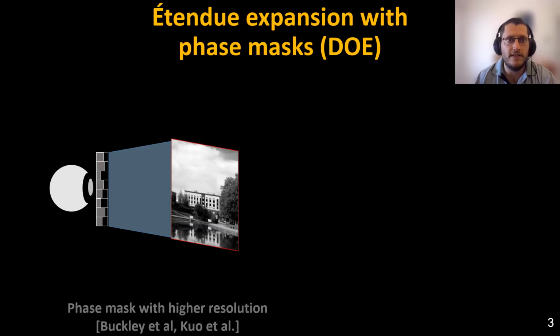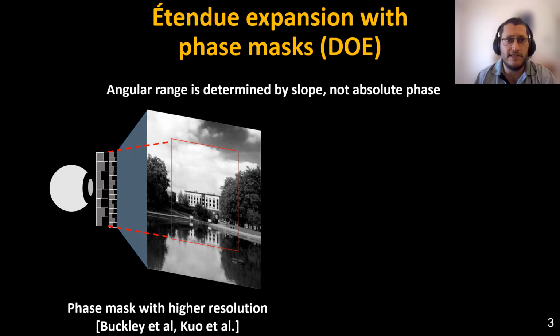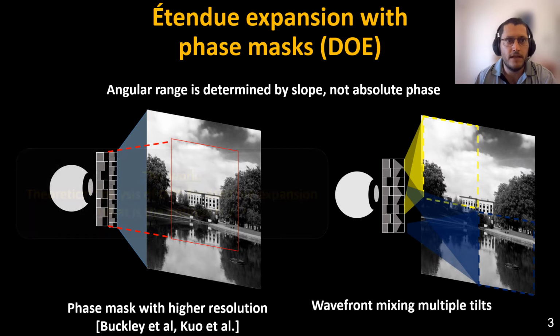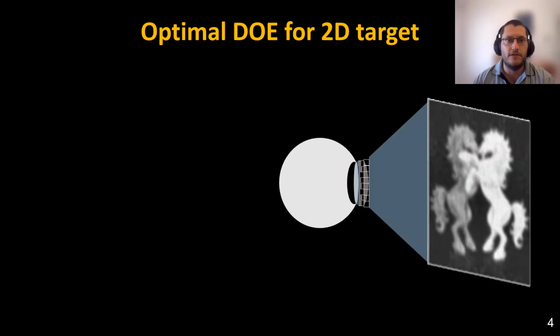Researchers have suggested that etendue can be expanded by adding a static phase mask with a pitch size smaller than that of the SLM. We suggest analyzing etendue expansion by examining the slopes of the DOE as they determine the angular range. We think of our DOE as a mask that locally tilts the illumination on the SLM. And in this work, we theoretically analyze etendue expansion with DOE masks and ask what is the optimal design for such a DOE. We present two main results of our paper.